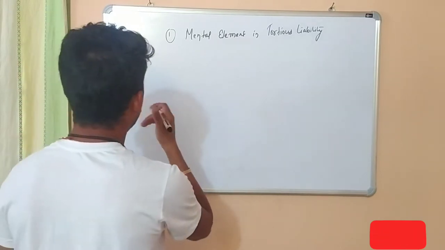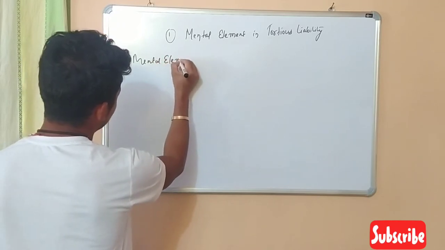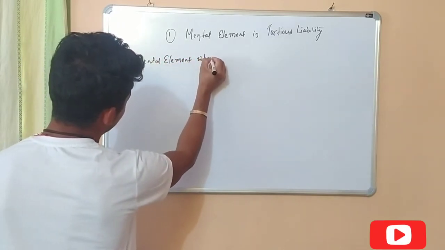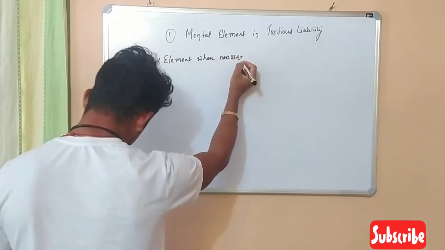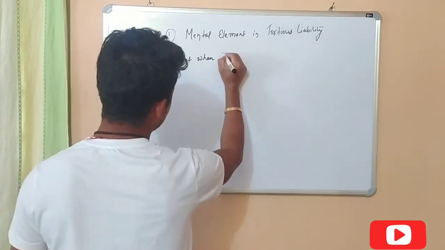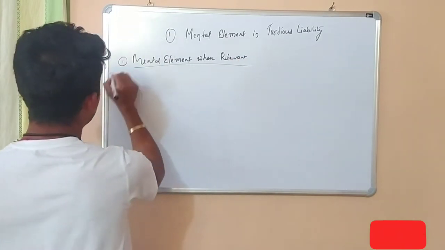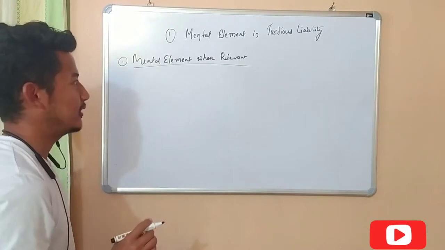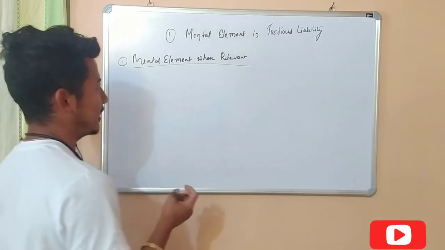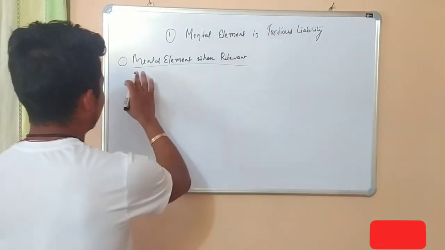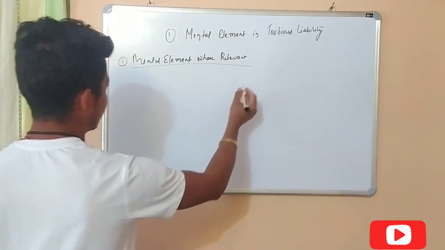So we'll see the exceptions now. Mental element when relevant. This is the first situation when the mental element will be held relevant. Generally it is not relevant. If a person commits a tort, he will be held liable for the tortious activity. But these are the situations where the mental element is relevant.